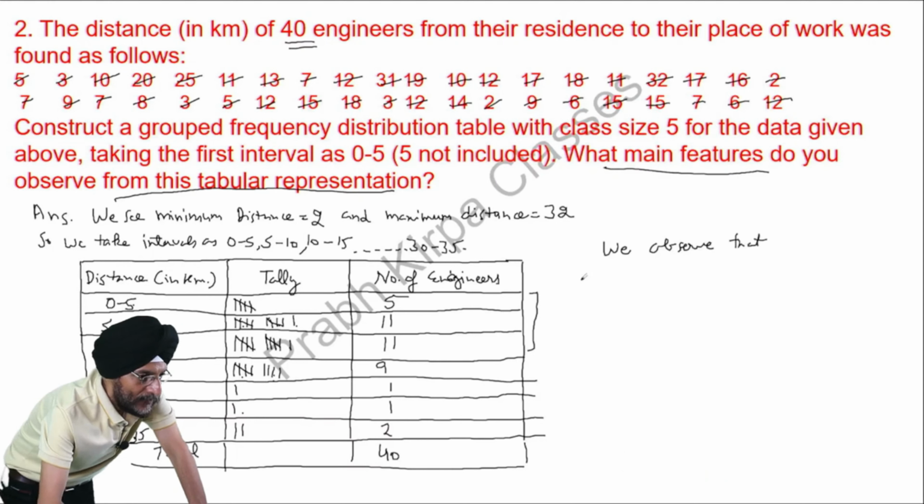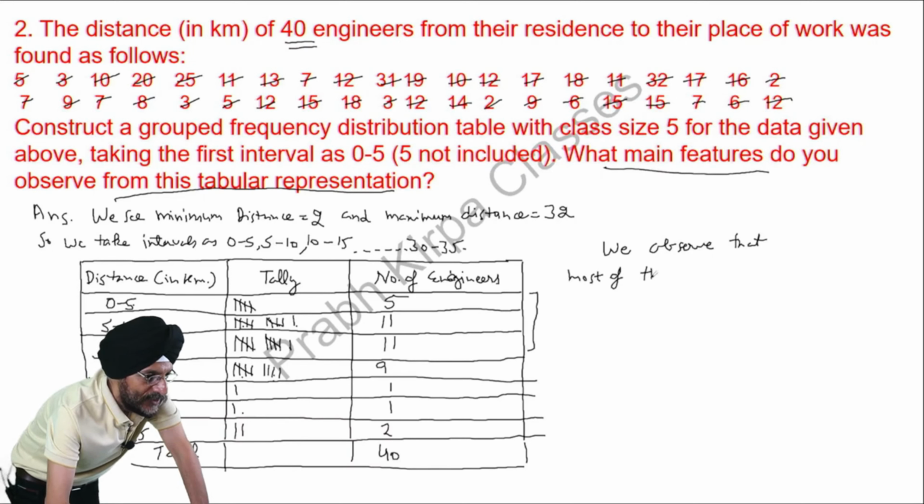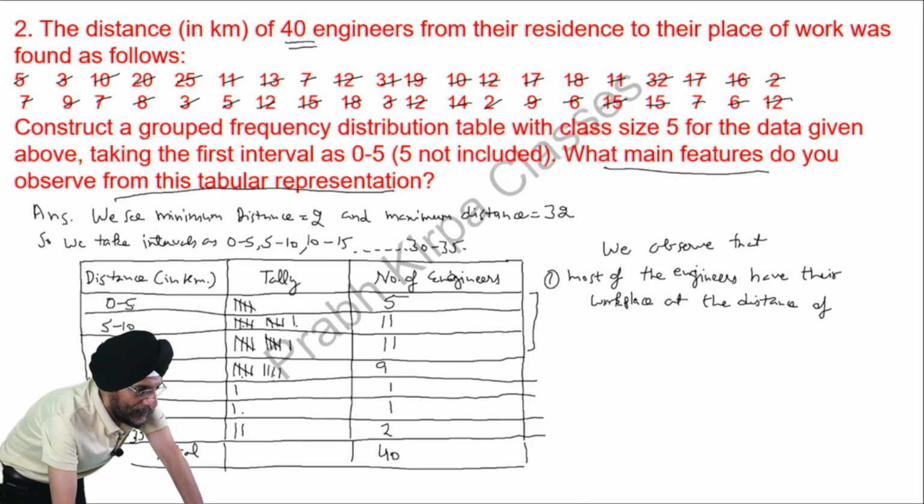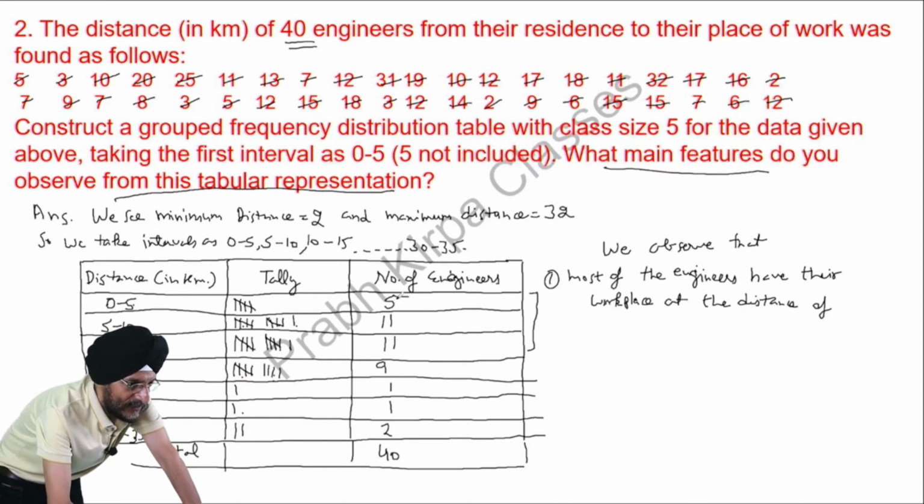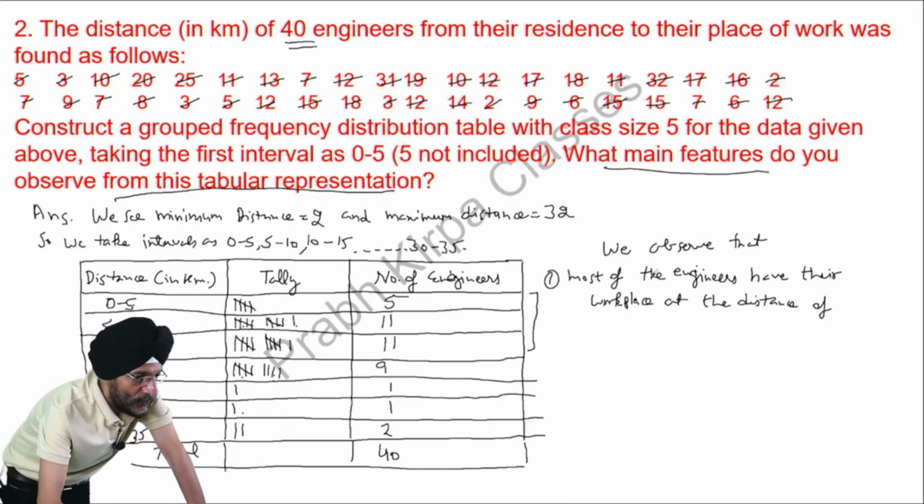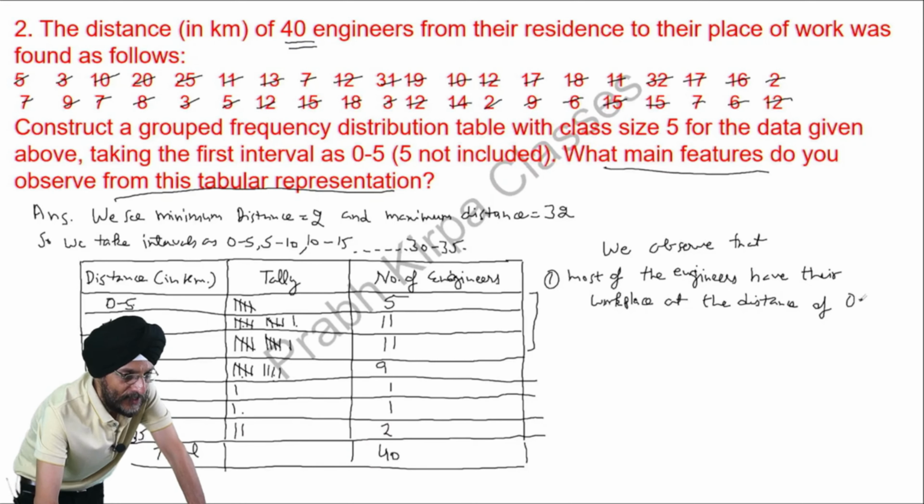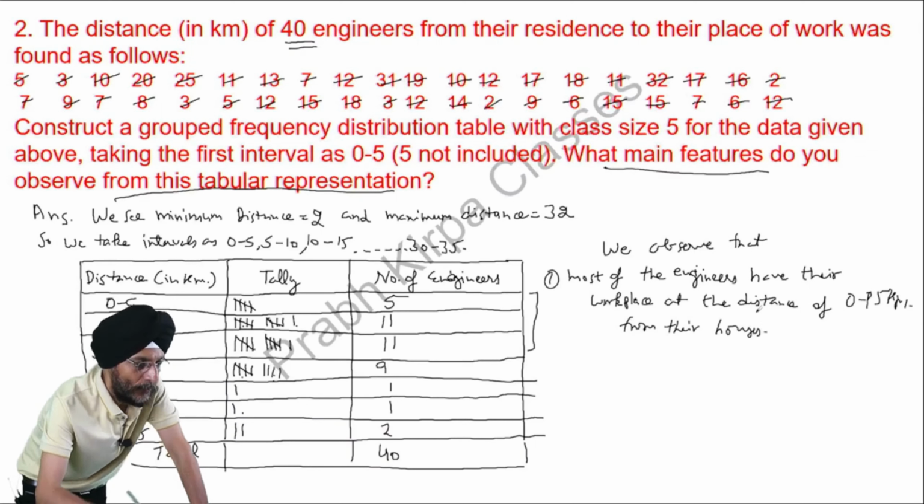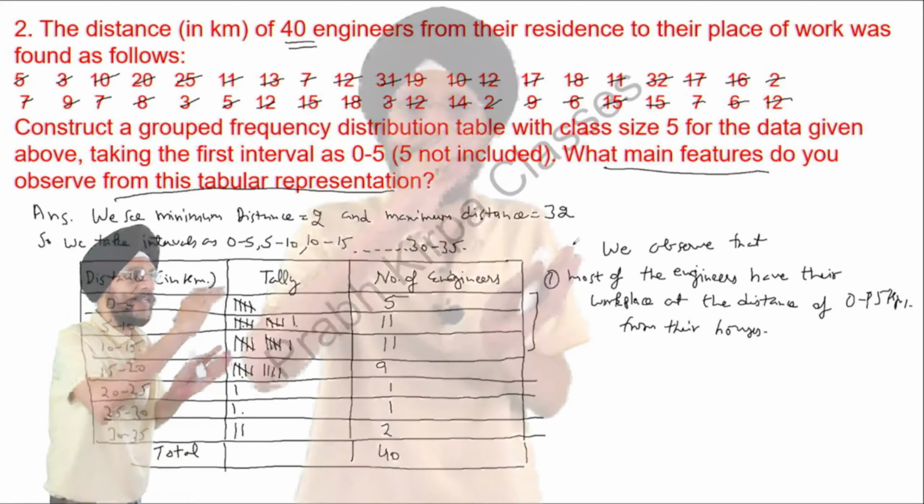So we observe that most of the engineers have their workplace at a distance of 0 to 15 kilometers. This is the 0, this is the 15, and the number of engineers is 27. So most of the engineers have their workplace at a distance of 0 to 15 kilometers from their houses or from their homes. That is, most of the engineers have to travel between 0 to 15 kilometers.